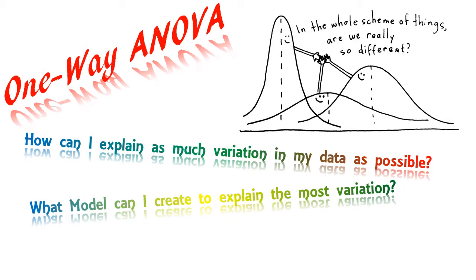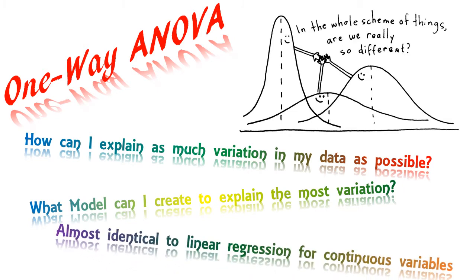Now, this process of one-way ANOVA is actually nothing new. It is almost identical to the linear regression for continuous variables. We just do it in a different way. So I'm going to show you that procedure of how we go about doing it. But we have to understand some concepts first, and you'll see the connection to the linear regression as we go along.